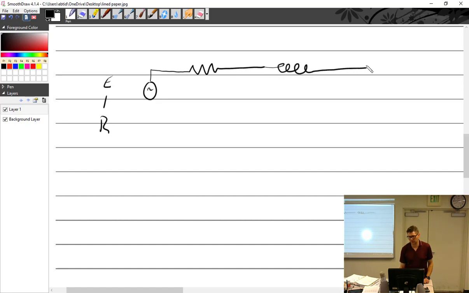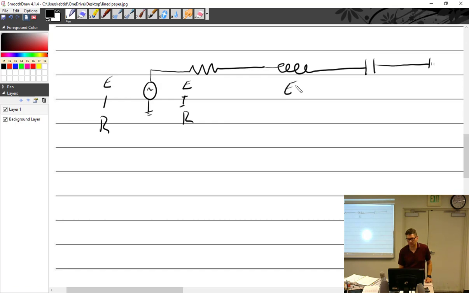I'll just do it this way. There. What's the unit of measure for Z again? It is ohm. It is a derivative, so it's impedance, so it's like resistance, so it's ohms.